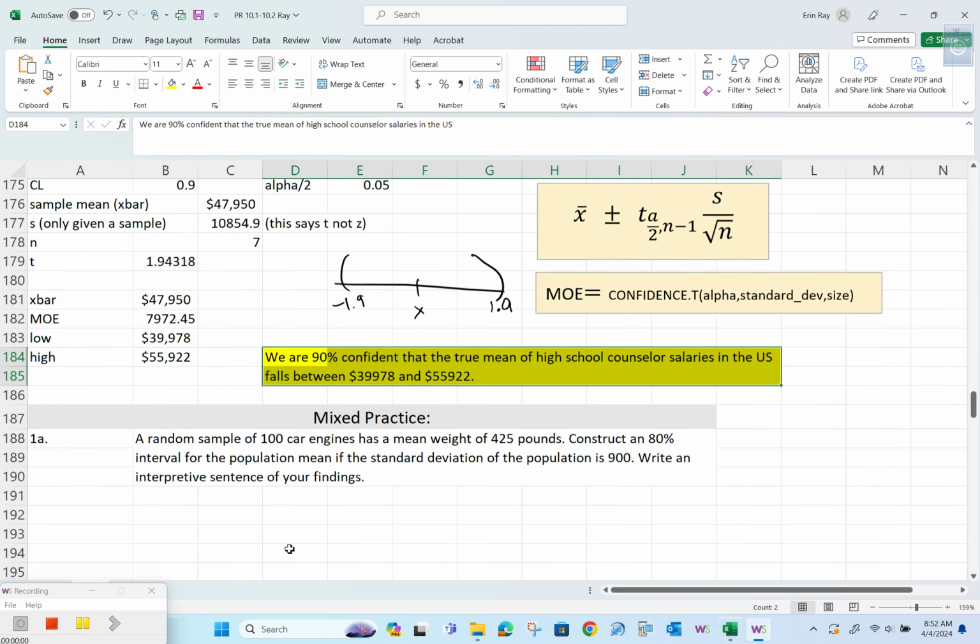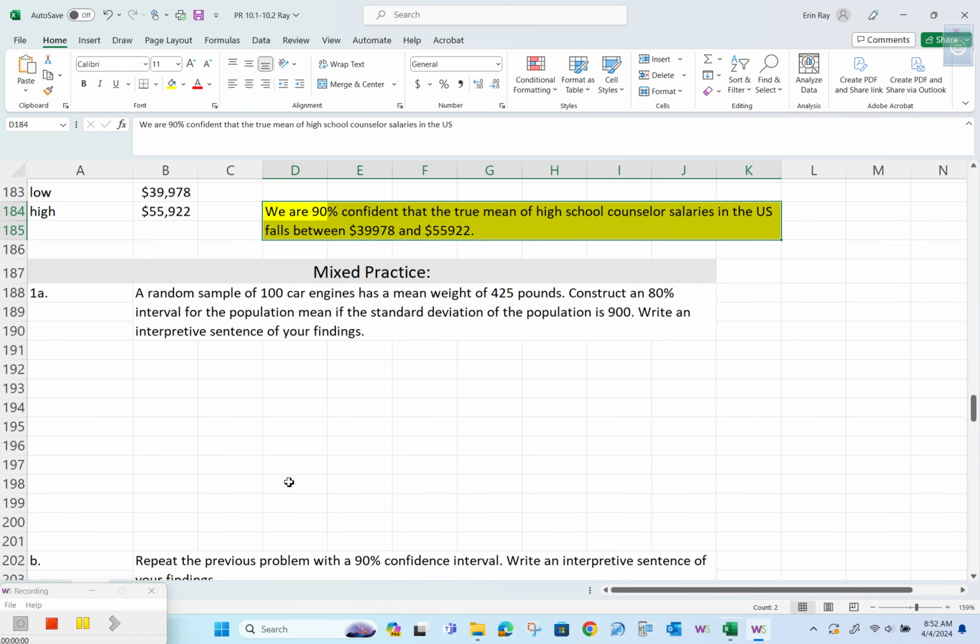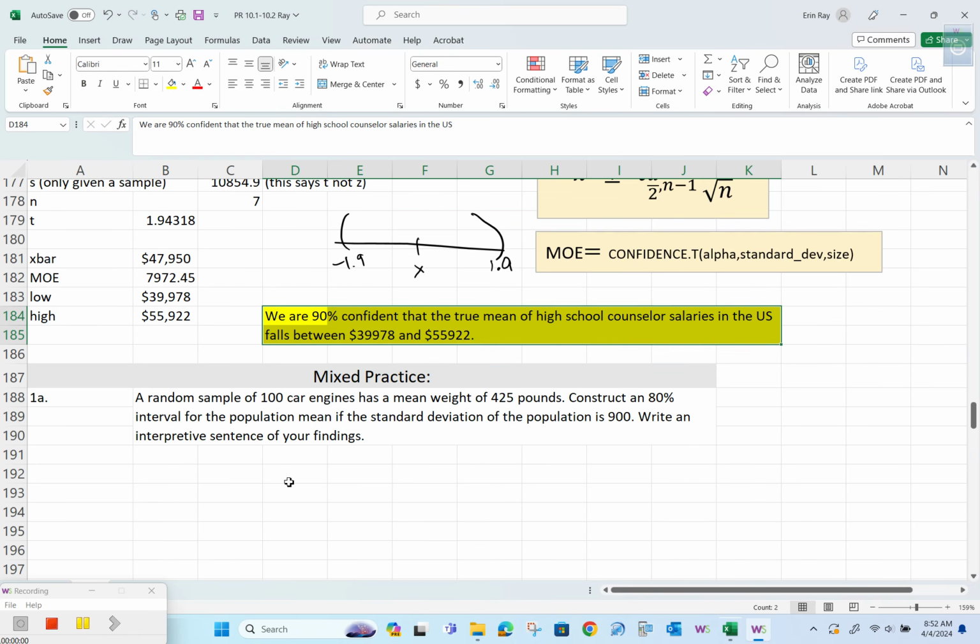Okay, and so the rest of these are just all mixed together. So we're going to be looking for all mean today, but the big difference is recognizing, is this a situation where I have the population standard deviation, or is this a situation where I don't have it and I can calculate or am given the sample information instead?